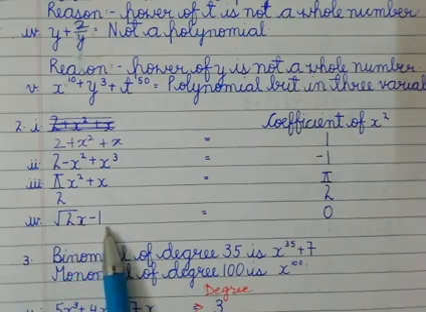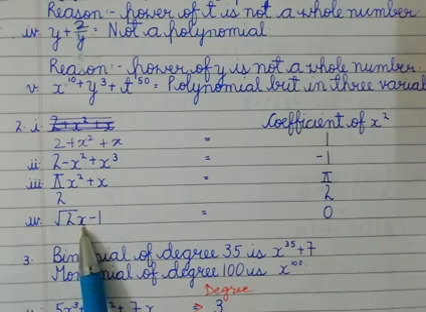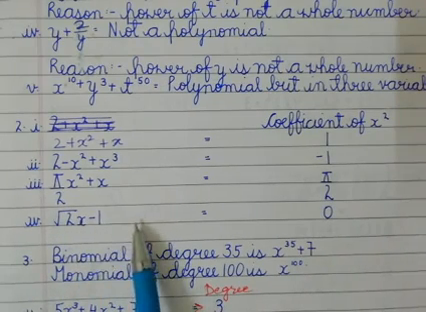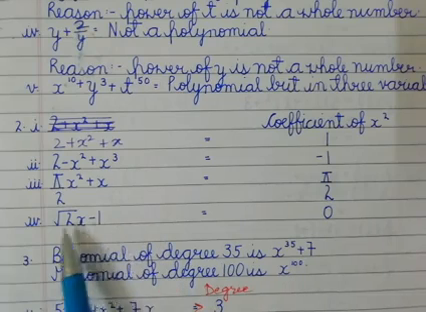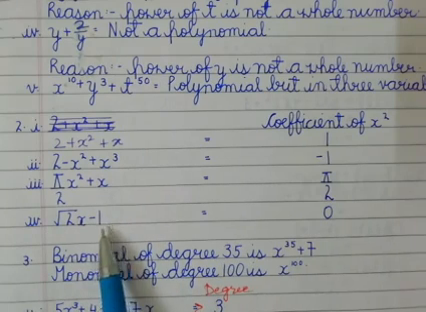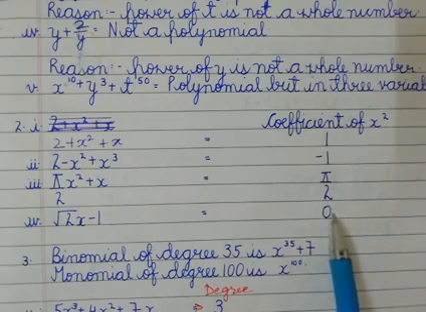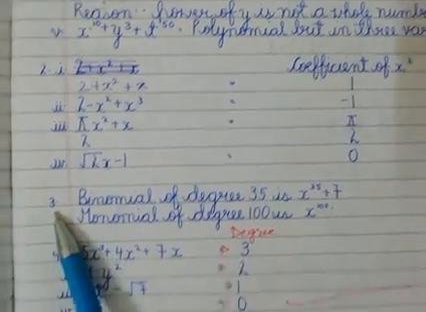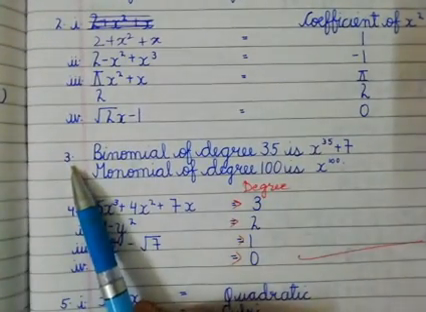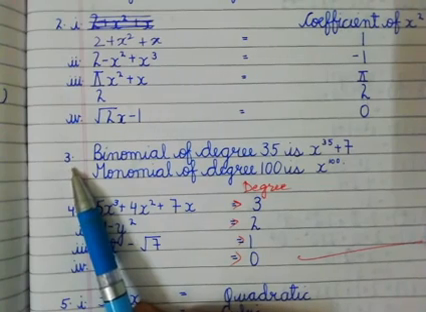√2x − 1: √2 is written with x, but here there is no x². In this polynomial x² is not there, it means 0·x², so the coefficient of x² is 0 here.